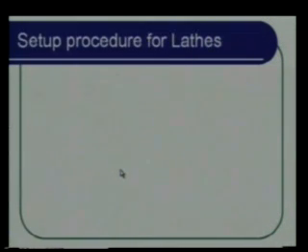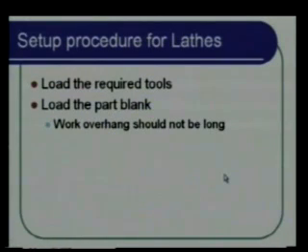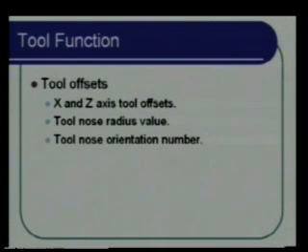Okay. Now the setup procedure in the case of a lathe is to load the required tools and load the part blank, and when you are loading the part blank, make sure that the work overhang is not long, and then the tool offset values are measured and loaded. Now tool offsets means we will have to specify the x and z axis tool offsets, like the ones I have shown a little earlier, and then the tool nose radius value and the tool nose orientation number. Again, I'll talk about that slightly later.